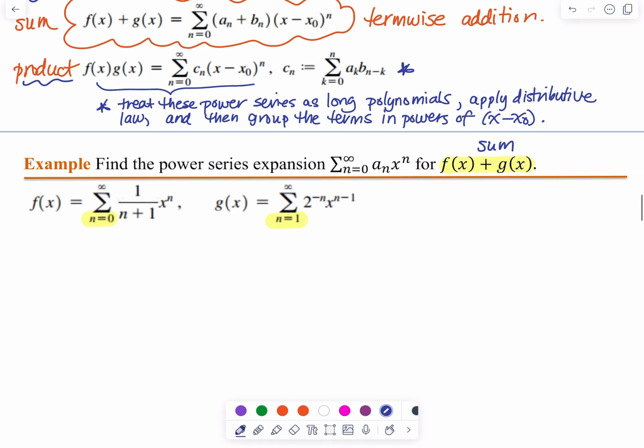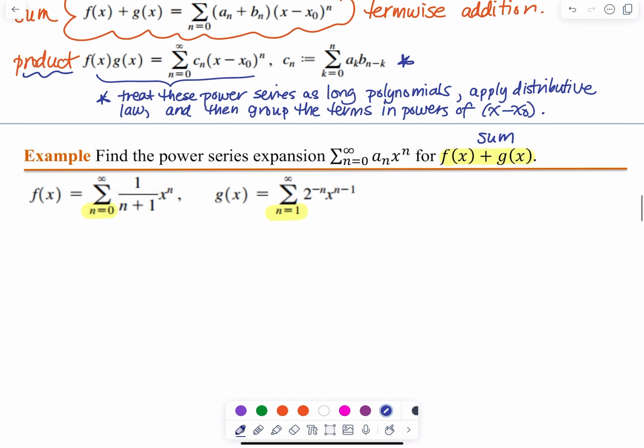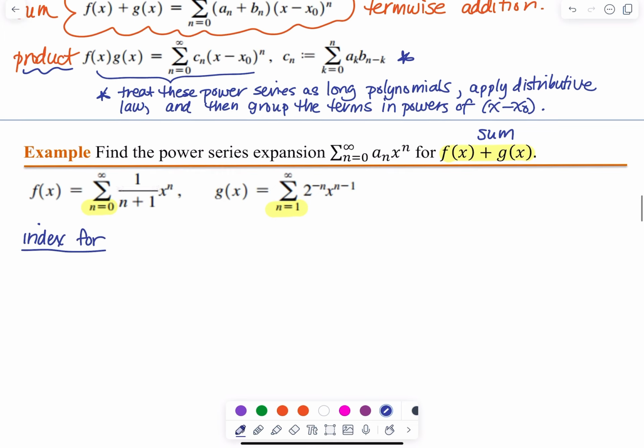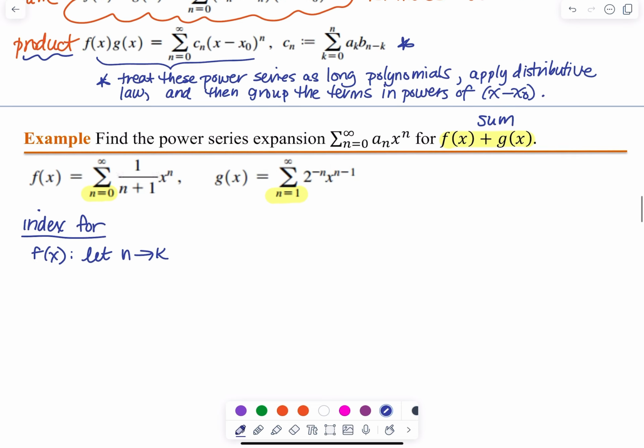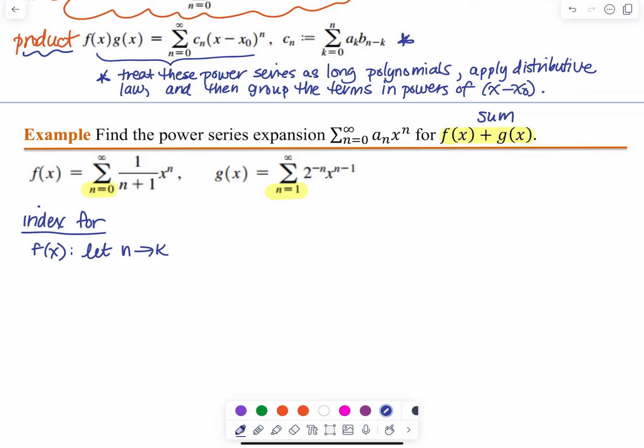So we do need to work on these indexes for a moment. So let's take a look at this. For our index for f of x, we're going to go ahead and just let n approach k, okay? And so in that case, we're going to have f of x equal the sum from k equal to 0 to infinity of 1 divided by k plus 1 times x to the k power. So we're going to match these indexes.